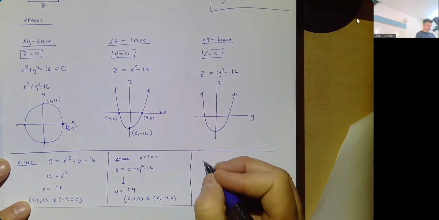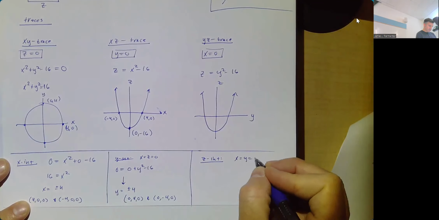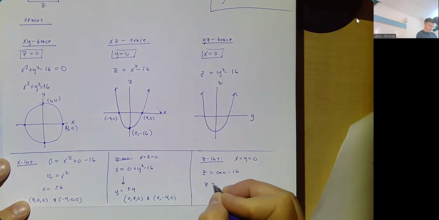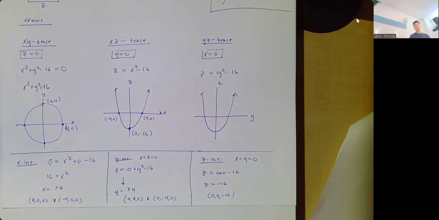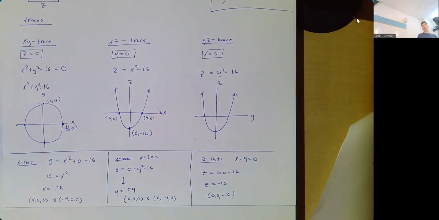And finally, for my z-intercepts, I'm going to set x and y equal to 0. So I'm going to get z equal to 0 plus 0 minus 16, so z equals negative 16. When you're finding intercepts or traces, set the missing variables equal to 0. For the x-intercept, I set y and z equal to 0. For the xy trace, I set z equal to 0. Whatever's missing gets to be 0. That will always work for intercepts and traces.